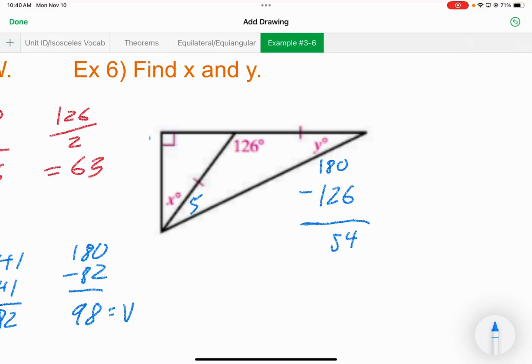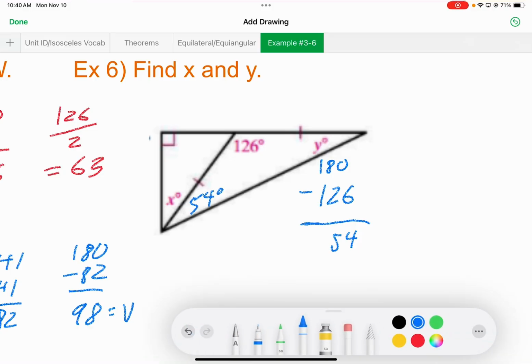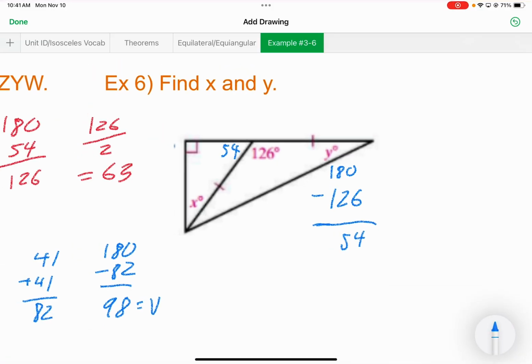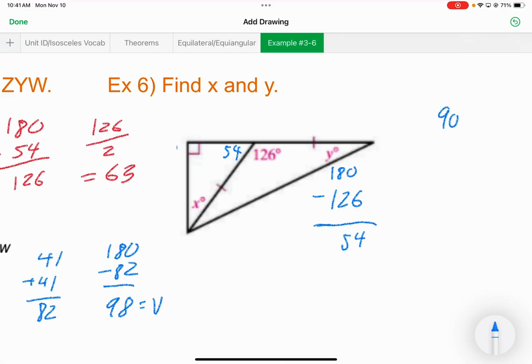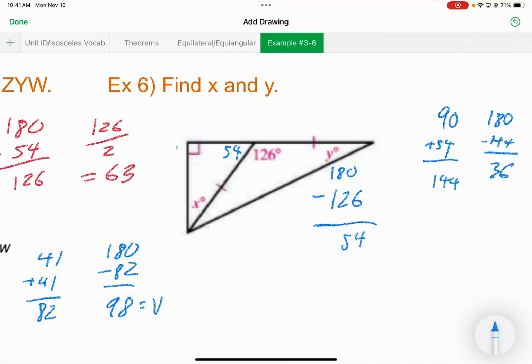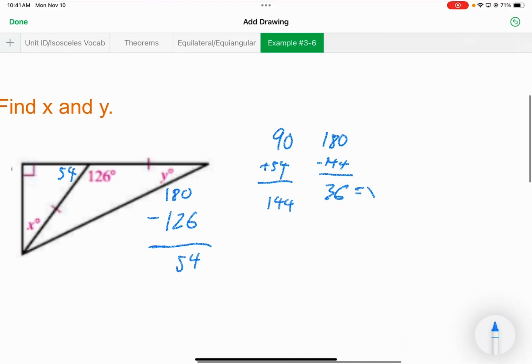So 54, what does 54 give me? Are you saying right here is 54? No, where are you saying? Like the angle to the left. Oh, you're saying here. Yeah. I like it. Okay. So then 90 plus 54 gives me 144. And then 180 minus 144 is going to give you what? 36. Okay, cool. So then that's what X is. 36 degrees. Cool. All right.